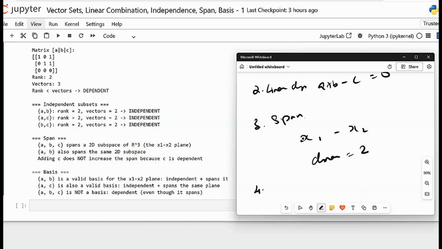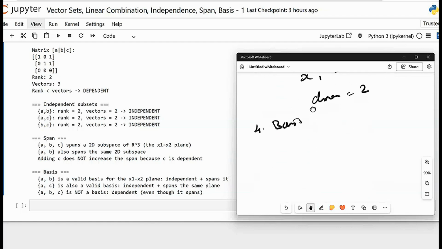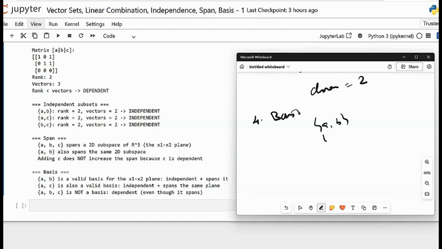And coming to the basis, dear friends, kindly observe that we have a valid basis of A, B and also of A, C. But ABC is an invalid basis, because it is not independent. And finally, adding more vectors does not increase the dimension unless they are independent.